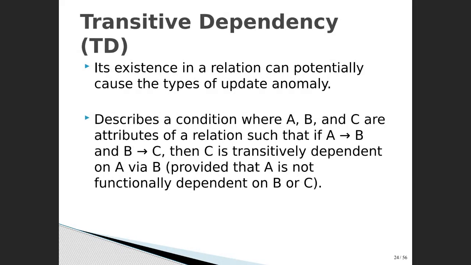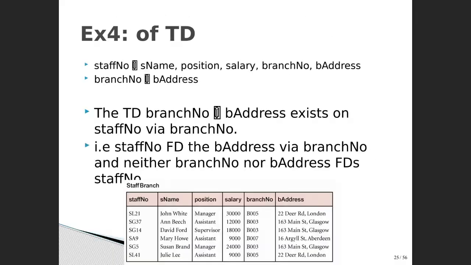How about transitive dependency? We said transitive dependency is when A determines B, B determines C, then C is transitively dependent on A through B. Okay, that was what we have discussed previously. So these are the three types of functional dependencies. We need to understand them, and then we can identify them within the relation.